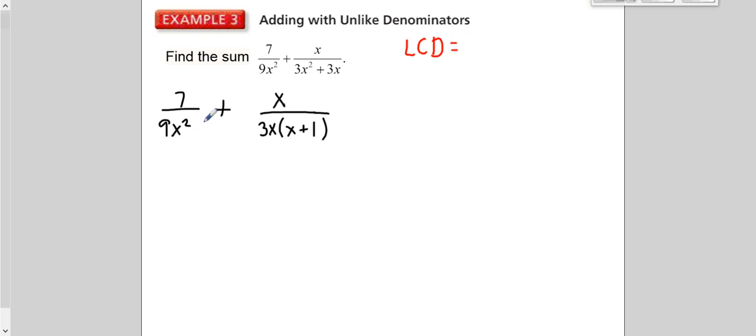If you start with one of the denominators and then combine it with any other factors that you see, a 3x we can turn into a 9x squared because we can multiply that by 3 and another x and create a 9x squared. But we also have this factor of x plus 1. So we have to include all of the factors that we see.